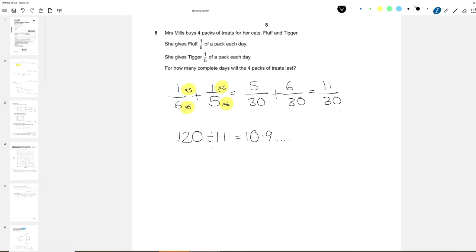So how many complete days will the 4 packs last? Now it doesn't reach 11, so that's not a complete day. So my answer would be 10.